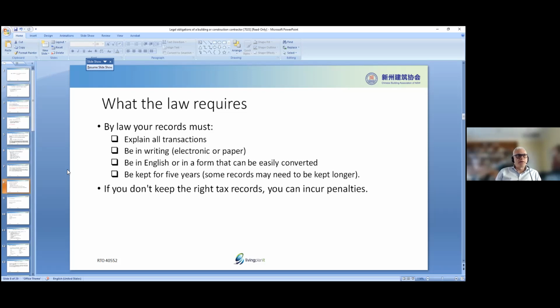It should be in writing, so electronic or paper, and be in English or in a form that can be easily converted. So obviously, if you're maintaining records in another language, then to some extent, it needs to be easily converted to English. Okay, no ambiguity, so it's your obligation to do so. And most records need to be kept for a minimum of 5 years, but sometimes certain documents might be required to be kept longer. And always remember, if you don't keep proper records, tax records, you can incur penalties.